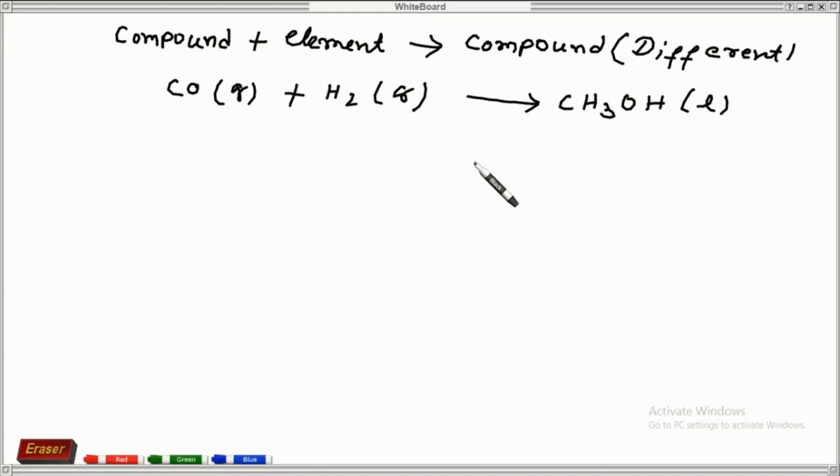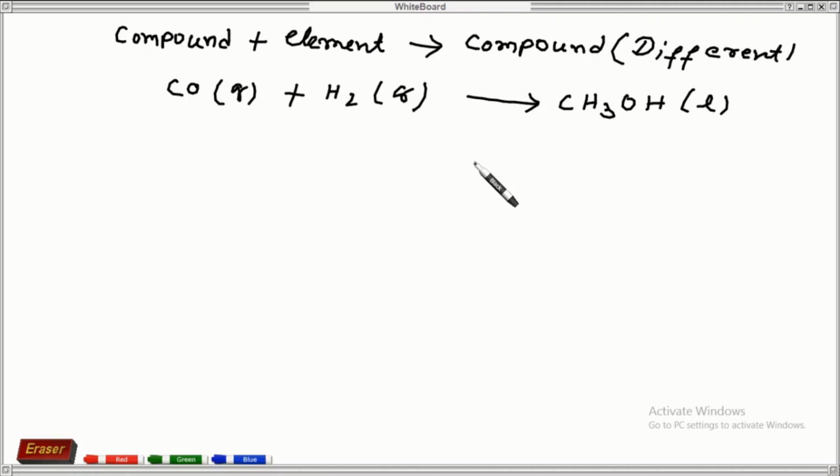So here we read about three kinds of combination reaction. What are they? First one, where elements react with each other. Second, where two different compounds react with each other. And third, where one compound reacts with one element to give a different compound. So these are the three types of combination reaction.